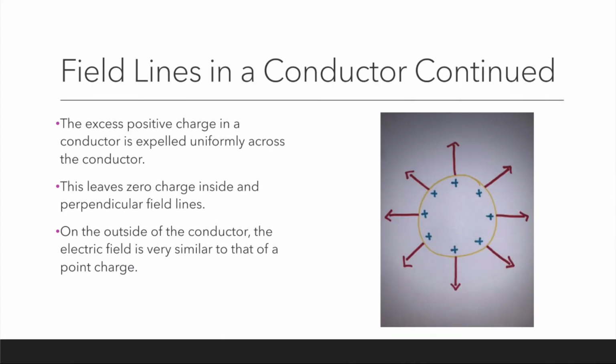The excess positive charge in a conductor is expelled uniformly across the conductor. This leaves 0 charge inside and perpendicular field lines. On the outside of the conductor, the electric field is very similar to that of a point charge, where the field lines move away from the positive point charge, and the picture to the right shows this.